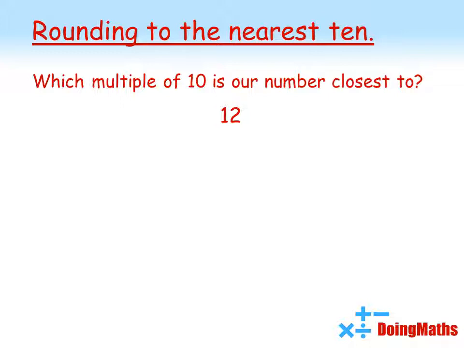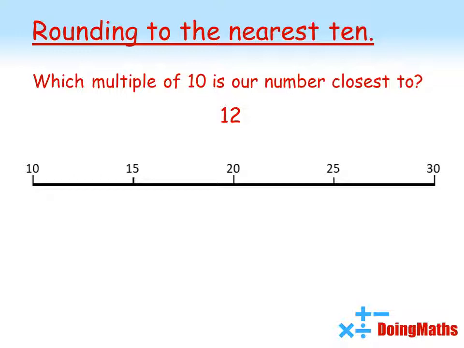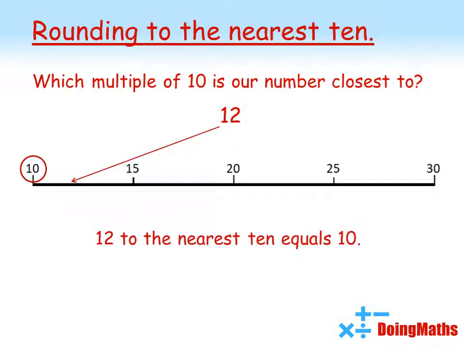What about if we wanted to round 12 to the nearest 10? So here's our number line again. 12 would be about there. So again it's between 10 and 20, but this time we can see that it's a lot closer to 10. So that is the number that it must round to.